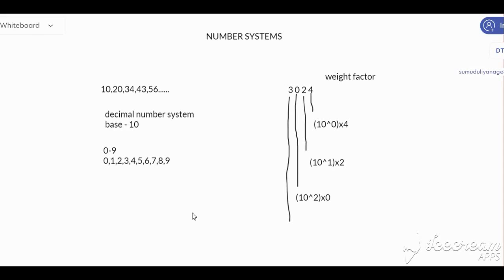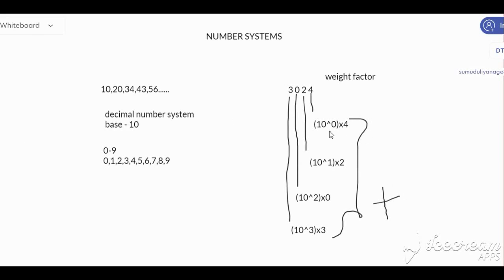The base of the number system is 10, and the power is the position, which is 3, multiplied by the value 3. After calculating the values, you can add them together.